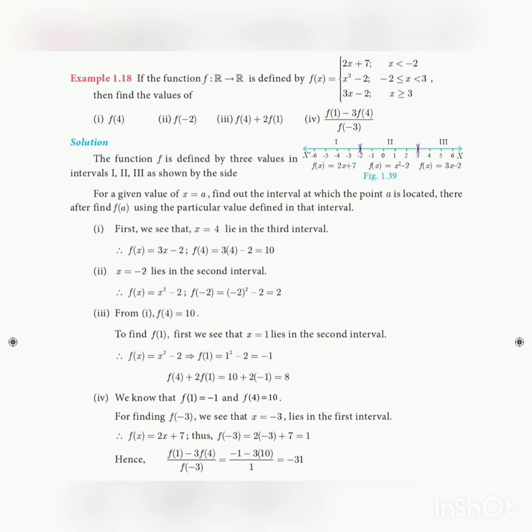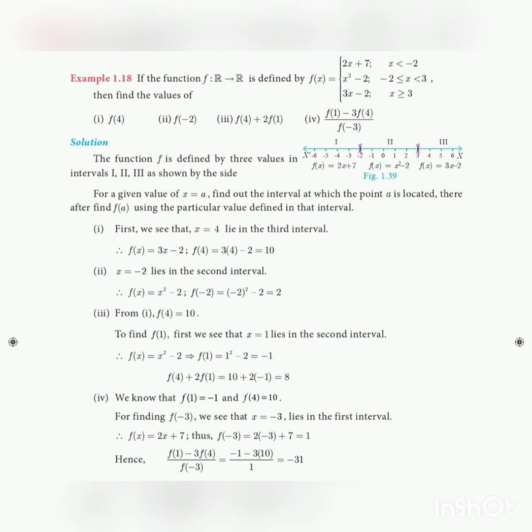Solution part. Actually, here the function is a piecewise function. It is not defined as a single entry for the whole interval. It is subdivided into three portions. For each of the cases given in figure 1.39, you can go through the textbook. On the real line, there are three interval parts mentioned, and each part contains different f values. First, we draw this line. Now we consider the first subdivision, the f of 4 value.